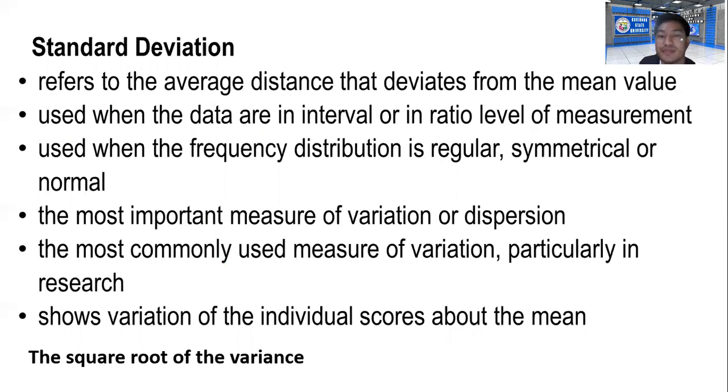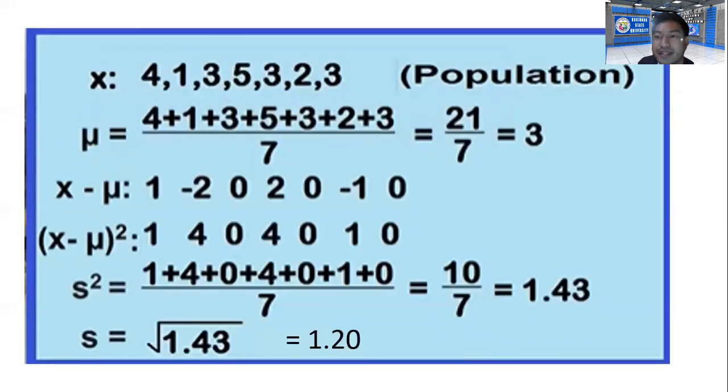The most commonly used measure of variation, particularly in research, is standard deviation, and it shows variation of individual scores about the mean. By the way, standard deviation is just the square root of the variance. So if you already have the variance, you just get the square root of it, and then that's the standard deviation already. So here, for example, let's find the variance and the standard deviation. Our scores here are 1, 4, 1, 3, 5, 3, 2, and 3.